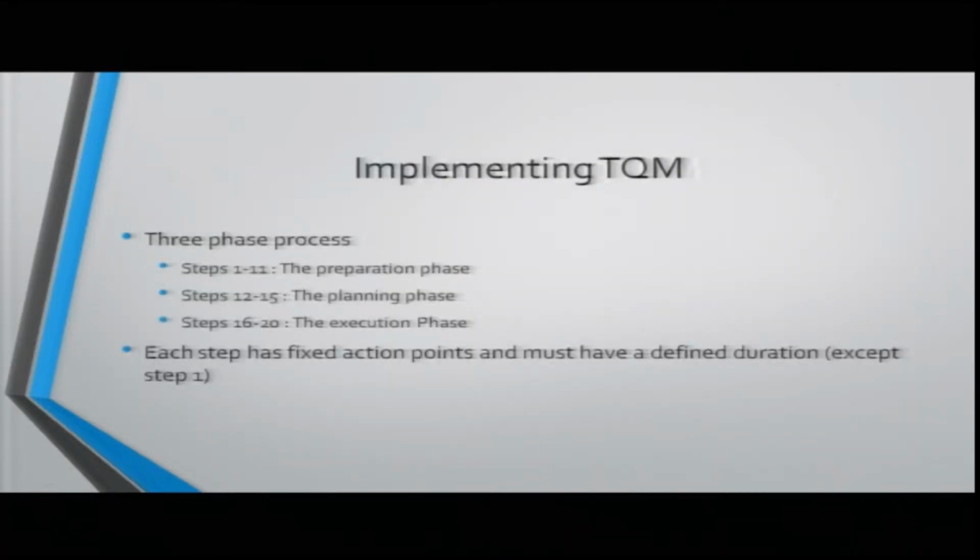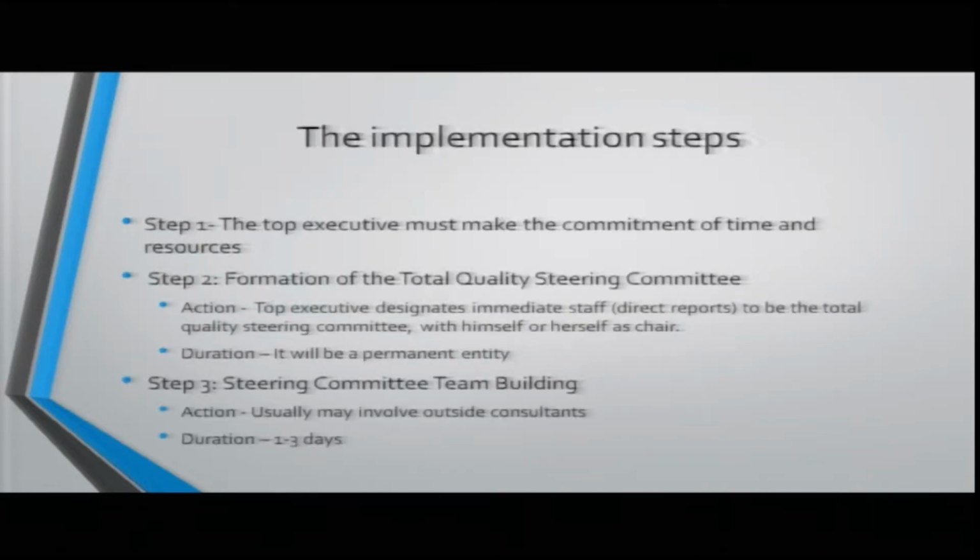In implementation of TQM, there is a 3-phase process. Step 1 to step 2 is the preparation phase, 12 to 15 is the planning phase, and 16 to 20 is the execution phase. Each step has fixed action points, and based on the outputs, the actions are taken accordingly. The implementation steps are: step 1, the top executive must make the commitment. The total quality steering committee is to be formed by the top management. The steering committee team building is done, which is step 3. I am not going through the details, I am just mentioning the main points.